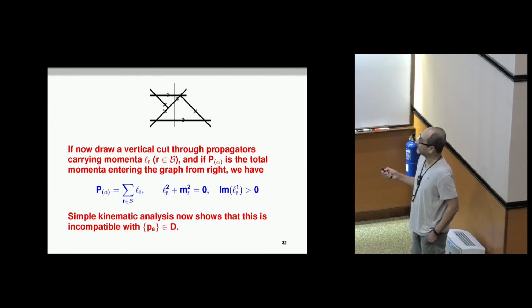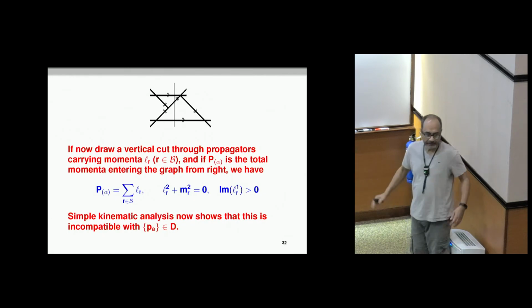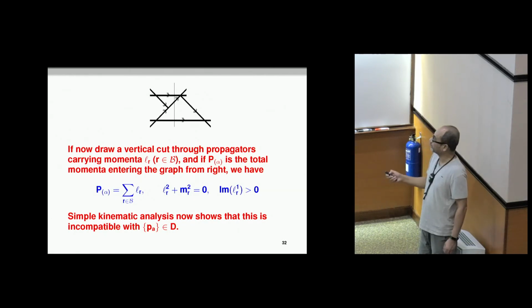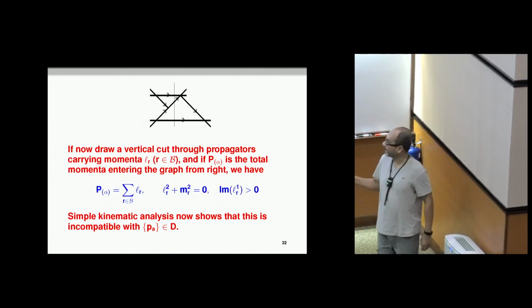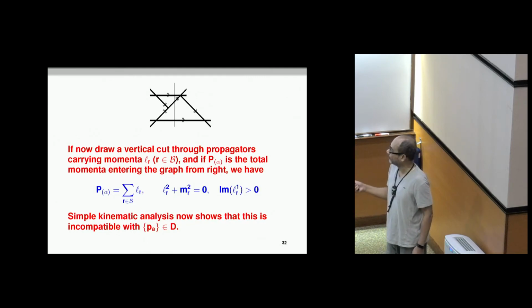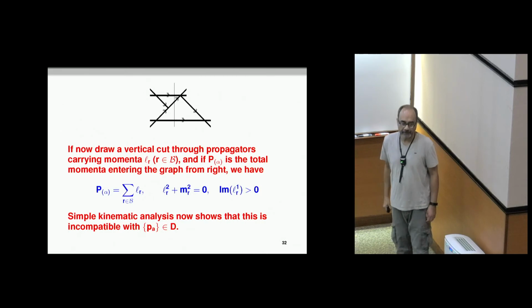Each l_r is on shell. We don't know which direction the energy is flowing, and we don't need to know. But each l_r is on shell, and what we know is that each l_r has imaginary l_r^1 positive, because all the arrows flow from left to right. And now simple kinematic analysis can show that this is incompatible with the P's belonging to the domain of analyticity, the primitive domain of analyticity.